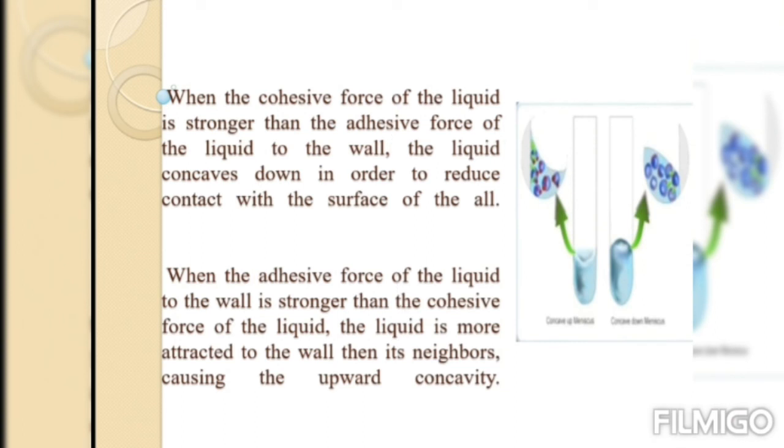When the cohesive force of the liquid is stronger than the adhesive force, the liquid curves downward in order to reduce contact with the surface of the wall. When the adhesive force of the liquid to the wall is stronger than the cohesive force, the liquid is more attracted to the wall than to its neighbors, causing upward concavity.